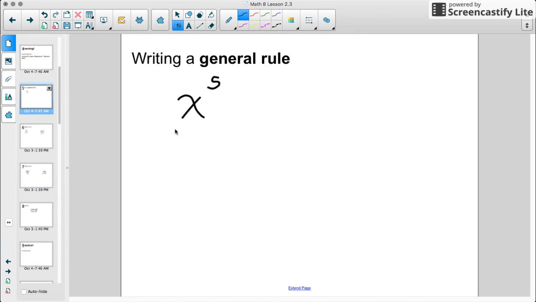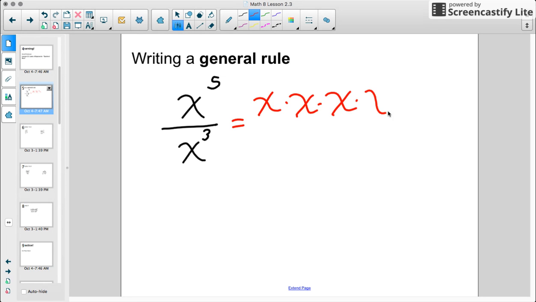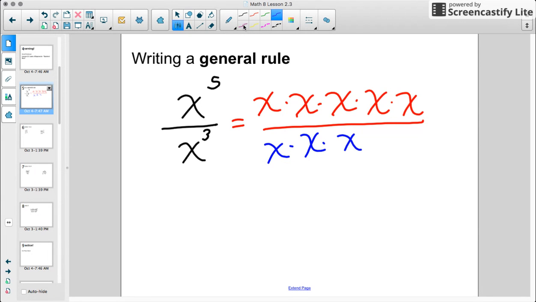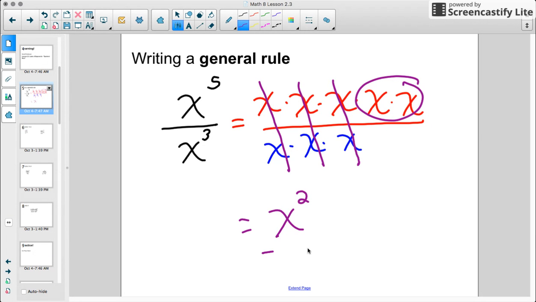If you take x to the fifth and you divide it by x to the third, if you expand these, this is x times x times x times x times x, and this is x times x times x. So once we expand these, we know that anything in the world divided by itself is just 1. So x divided by x is 1, x divided by x is 1, and x divided by x is 1. And I'm left with 2 x's in the numerator.